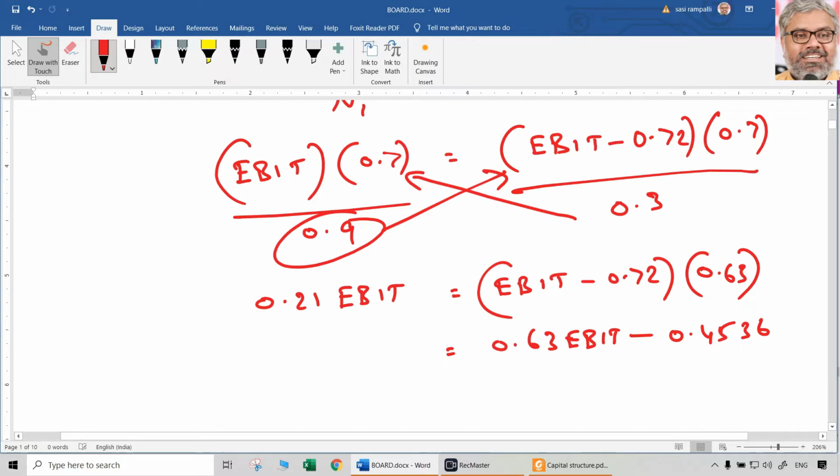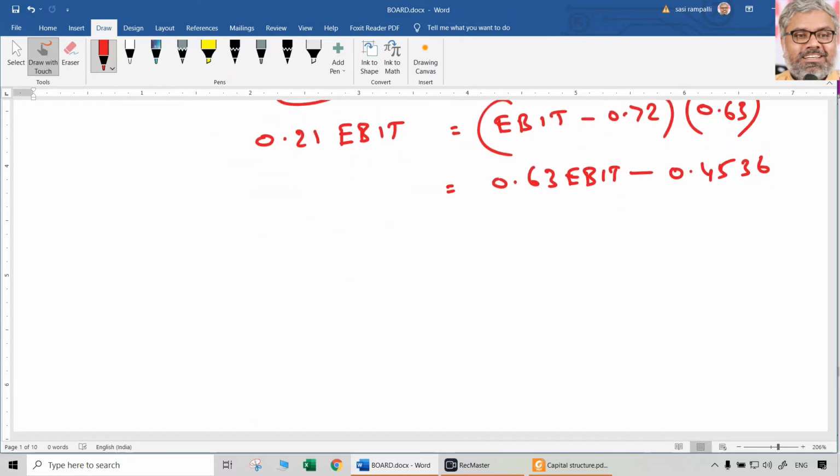0.4536. So bring the left hand side EBIT to the right hand side and bring the negative amount number to the other side. So 0.4536 will be equal to 0.63 minus 0.21, which is 0.42 EBIT.